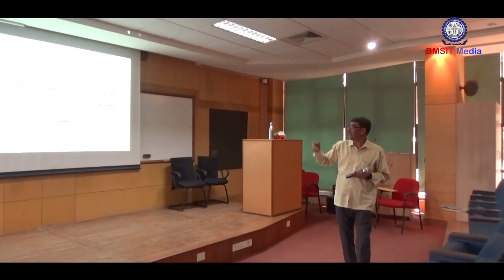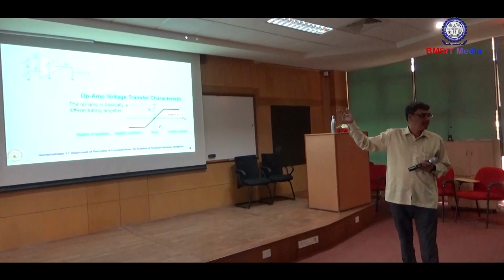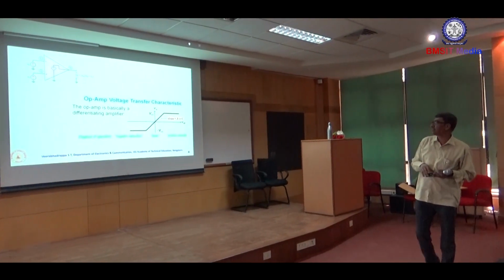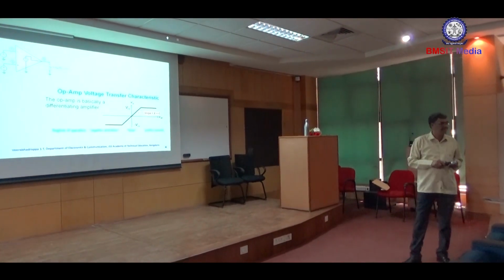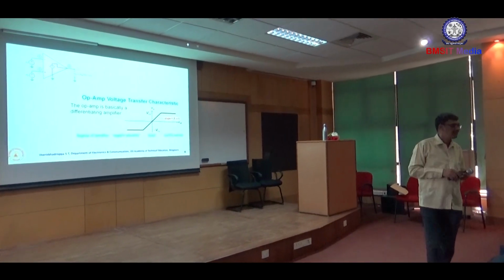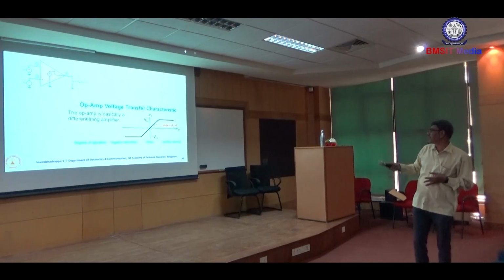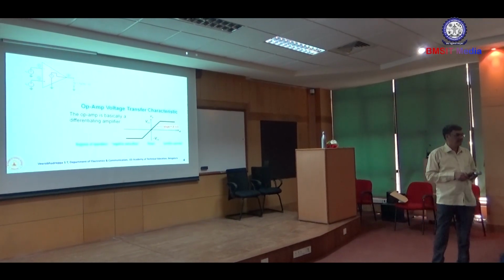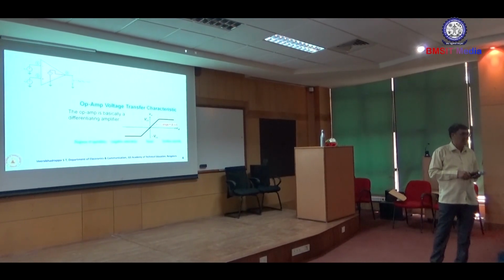Then the output is taken. This is the open loop gain, an open circuited gain, that is V0 is equal to AOD, the differential gain. Some books use AID, that is the open loop gain, multiplied by V2 minus V1. V2 minus V1 is denoted as VID, the differential input voltage.